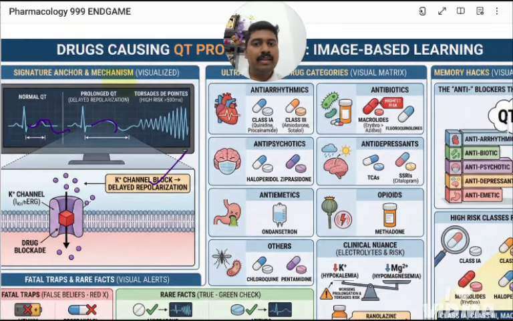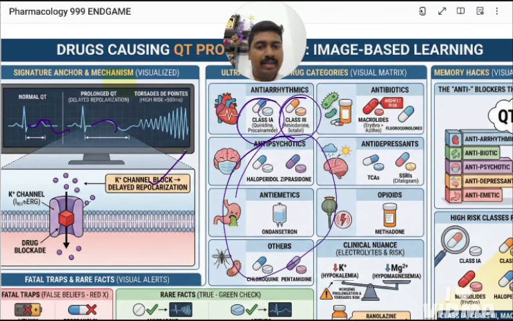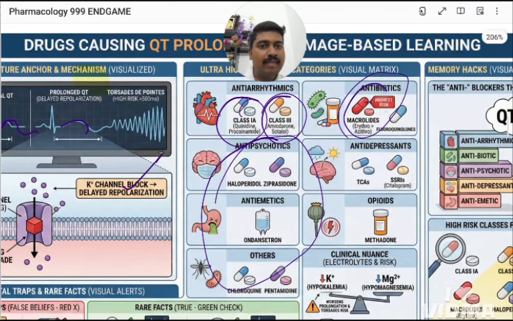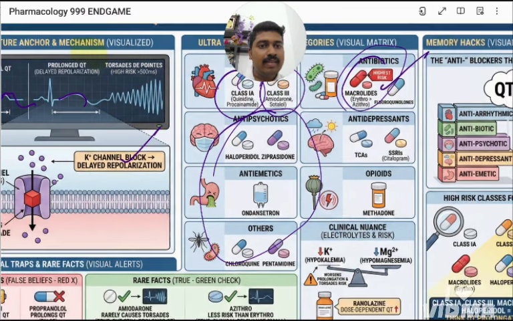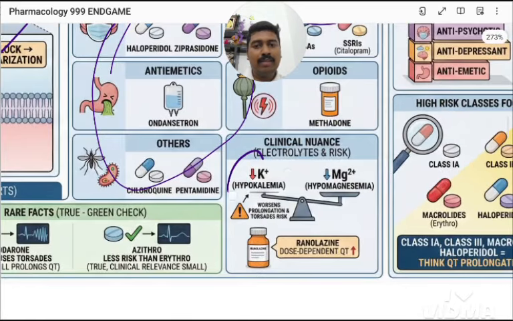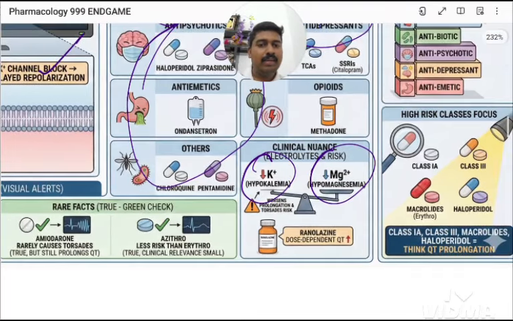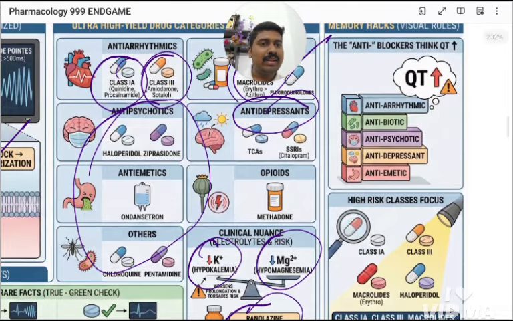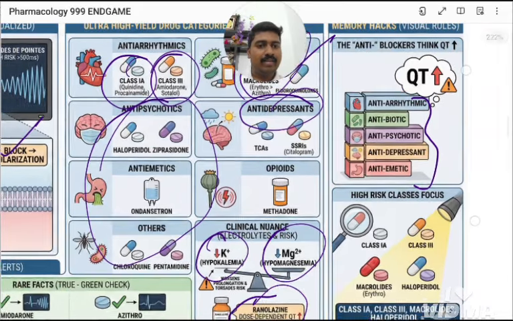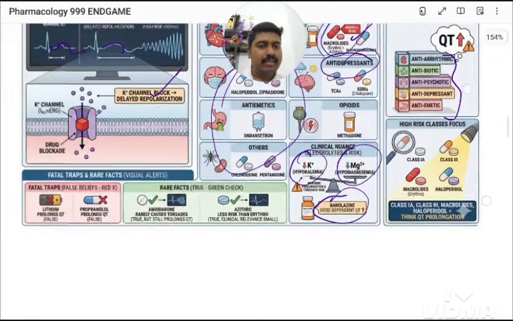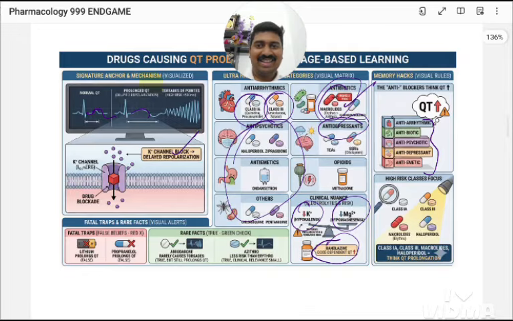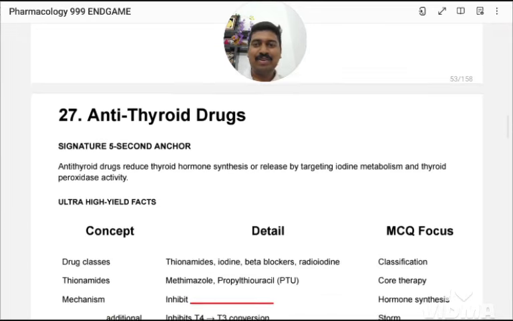So which are the drugs? Class 1A, class 3, antipsychotics, antiemetics, whichever is there. Macrolides have the highest risk. Then you have azithromycin, then antidepressants. And two electrolyte imbalances, potassium and magnesium. Ranolazine causes dose dependent QT increase. So for QT increase, think of these 5 broad headings. I think everything is explained in this single slide, so you don't have to go through the theory part also.